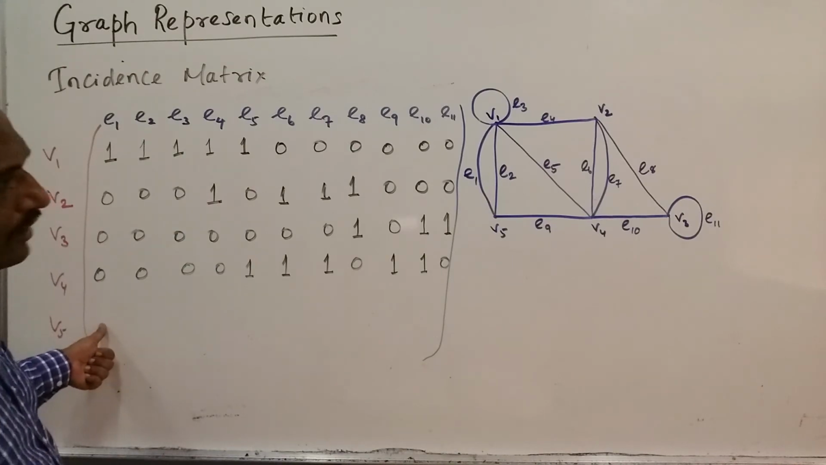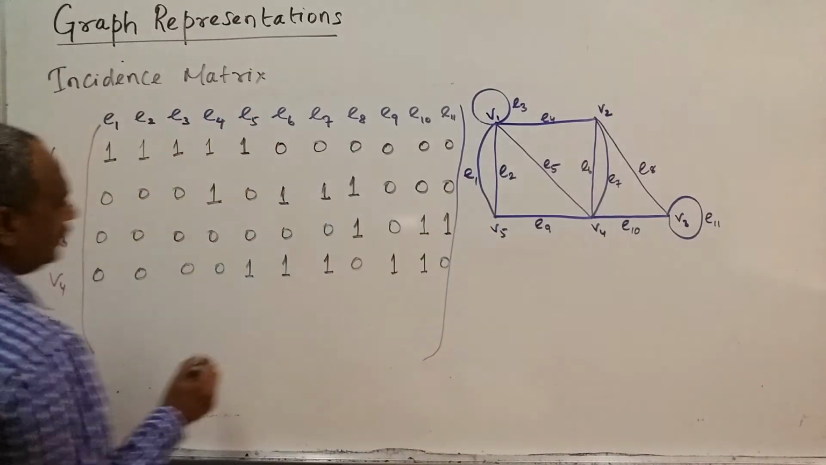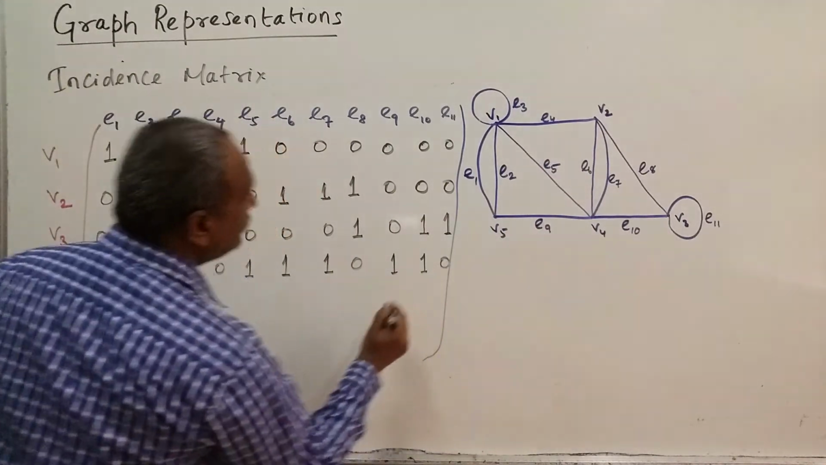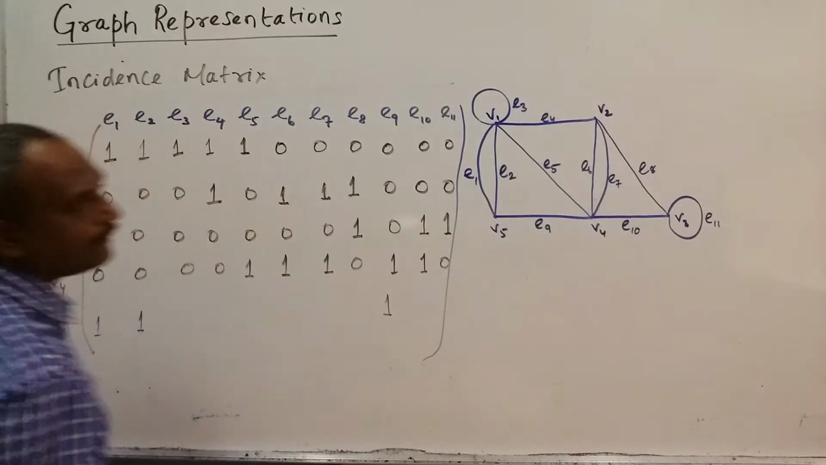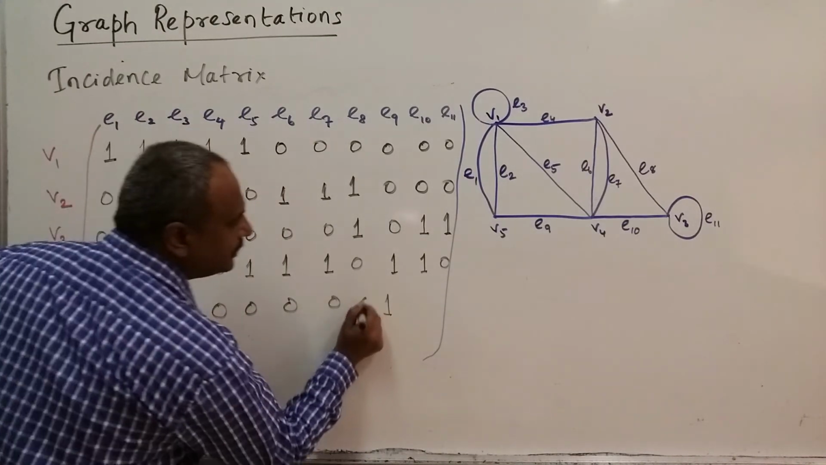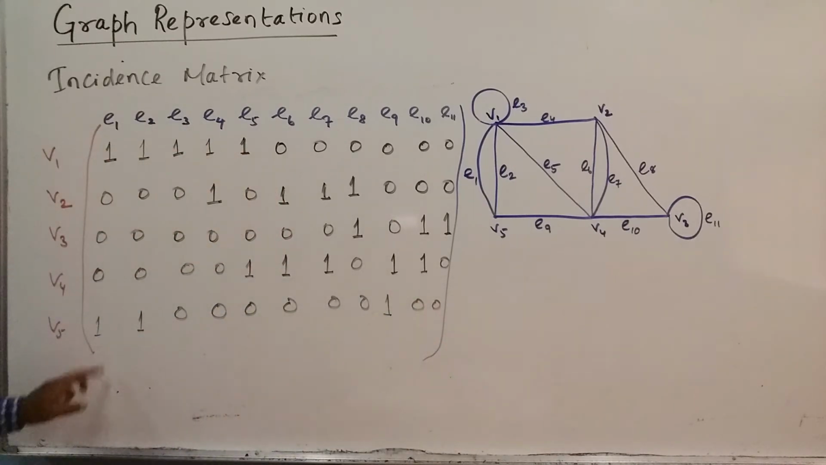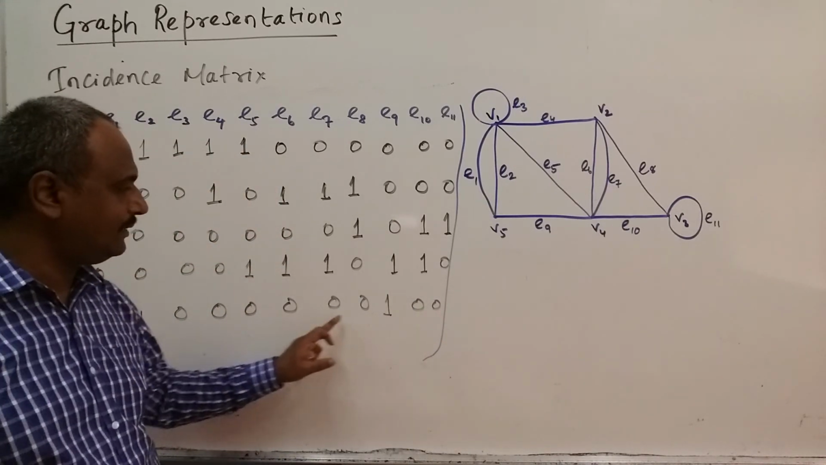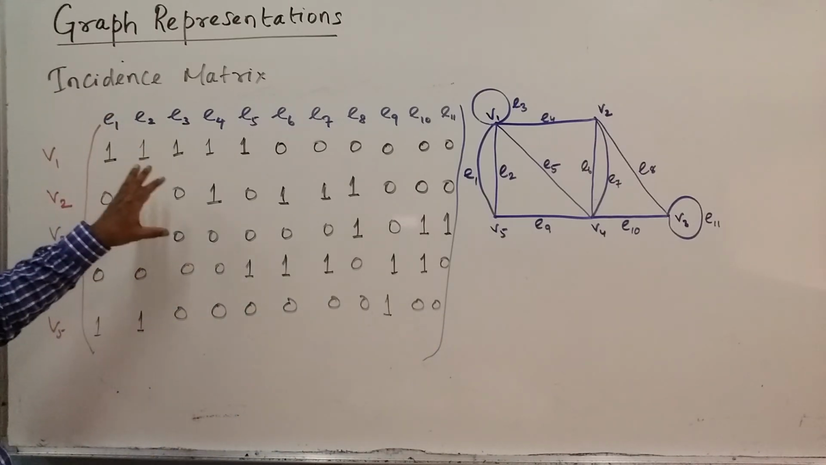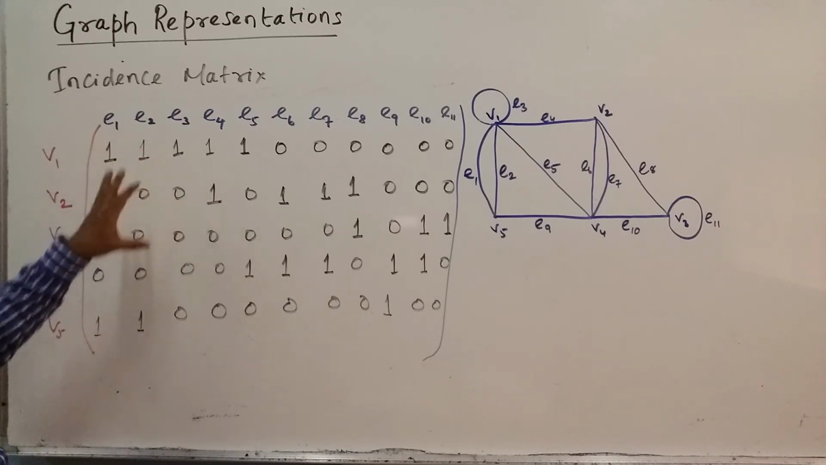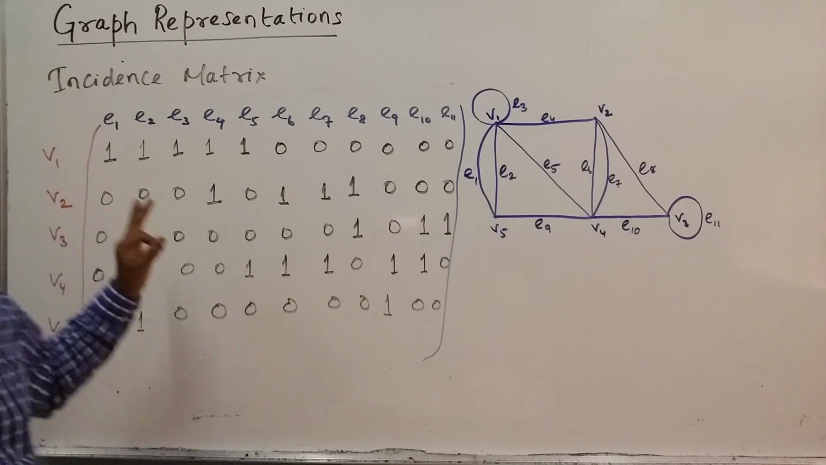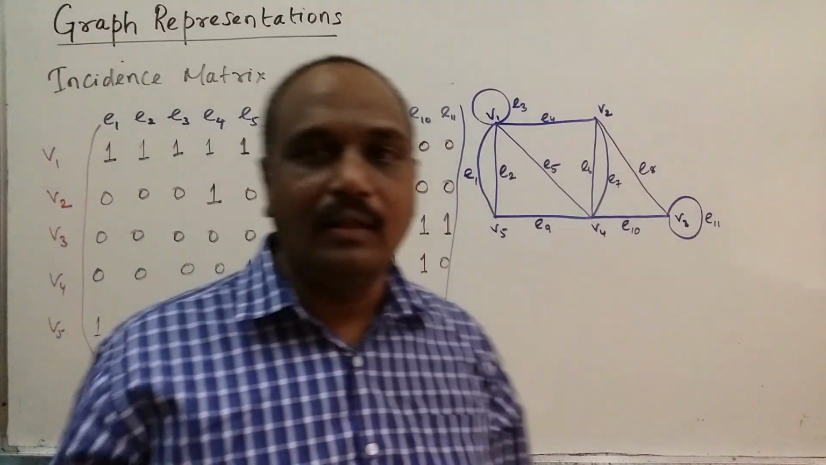The last one, I am going to check for V5. V5 is connected to E1, E2 and the other one is E9. All the other values are 0. So this is called graph representation: adjacency list, adjacency matrix and incident matrix. Thank you.